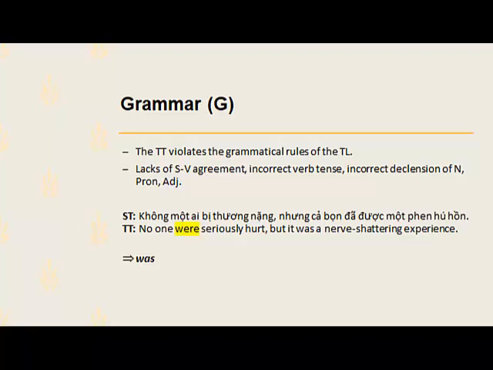For example, source text: không một ai bị thương nặng, nhưng cả bọn đã được một phen hú hồn. Target text: no one was seriously hurt, but it was a never-settling experience. No one phải đi cùng với lại một động từ số ít. Tuy nhiên thì ở đây đã dùng từ were là động từ số nhiều, và câu này phải sửa từ were thành was.